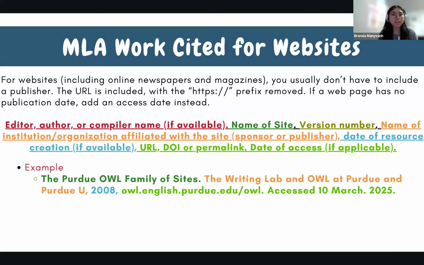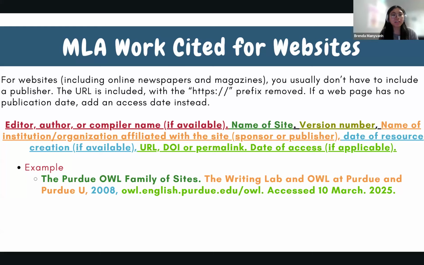Okay, now these are works cited citations for websites. Websites is where it can get really tricky because sometimes a lot of information can be omitted. For example, you can have a website with an unknown author, so you might not know how to address the source. So for websites, including online newspapers and magazines, you usually don't have to include a publisher because the URL is included with it. If a web page has no publication date, add an access date instead.